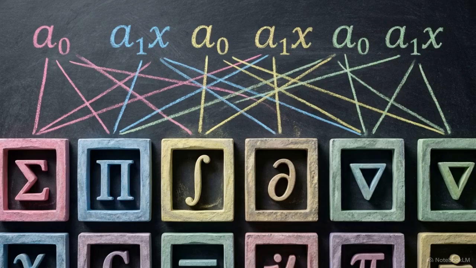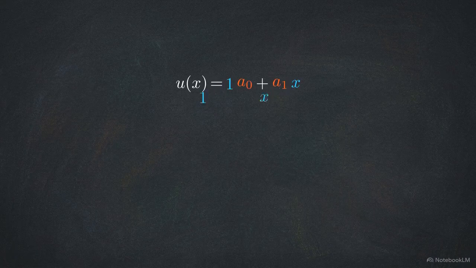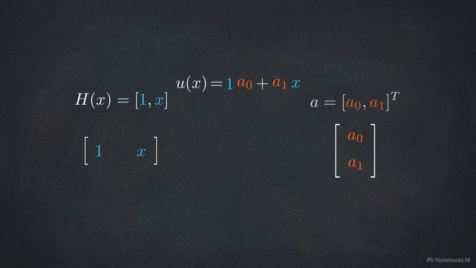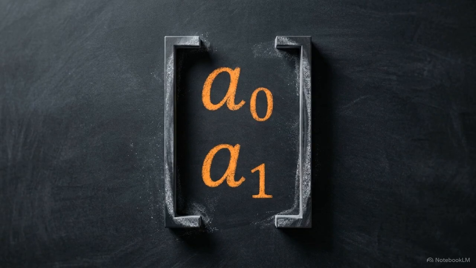To solve complex structural systems efficiently, keeping equations in their standard algebraic form is too slow. We must translate this polynomial into linear algebra. We separate the elements by placing the spatial variables into a row vector, which we denote as h of x. The unknown coefficients, often called generalized coordinates, are packed into a vertical column vector, which we label as a. Finding our shape function now requires us to determine the exact numerical values locked inside this unknown a vector.